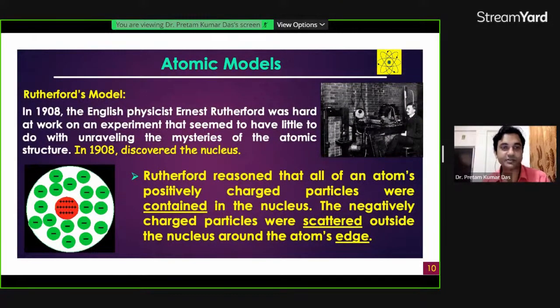And in the Rutherford model, in 1908, the English physicist Ernest Rutherford was hard at work on an experiment that seemed to have little to do with unraveling the mysteries of the atomic structure. And he discovered that there is a positively charged thing inside the atom, and he called that thing the nucleus. So Rutherford reasoned that all of the atom's positively charged particles were contained in the nucleus, and the negatively charged particles were scattered outside the nucleus around the atom.